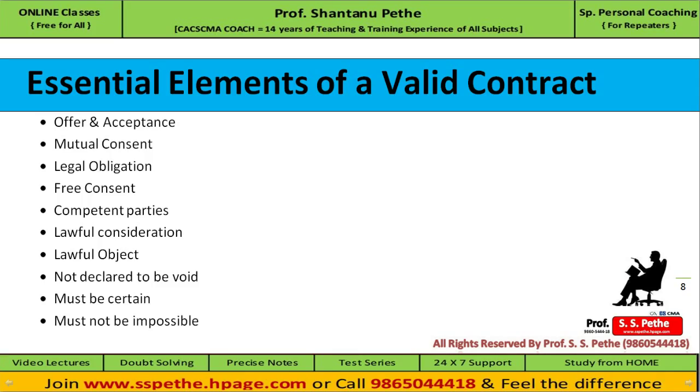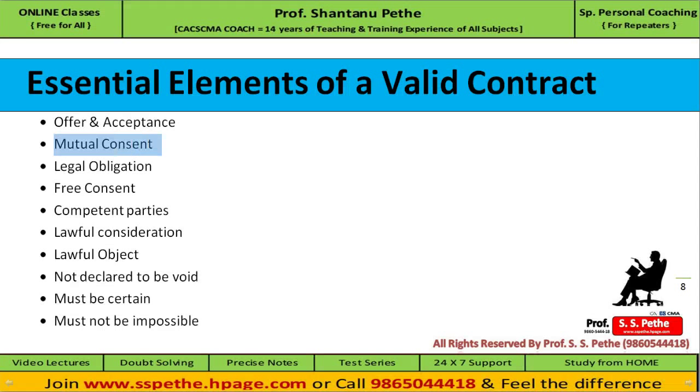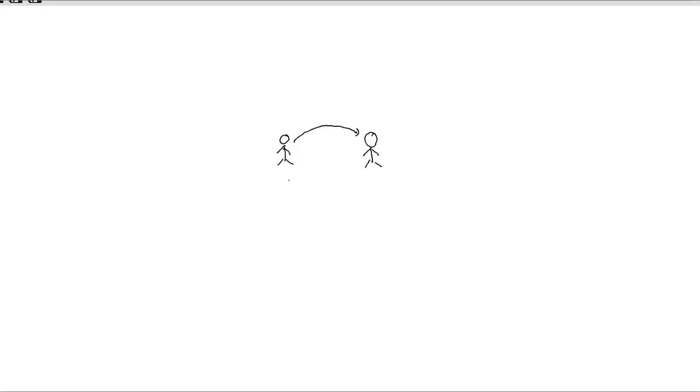First, there should be offer and acceptance. So one party is making an offer to another and the other party is accepting it. So there is one party making an offer and the other party is accepting that offer. So this is the first condition, offer and acceptance. Second is mutual consent. So here both the parties are giving consent to this arrangement freely. The consent should be free. There should not be any pressure on either party.